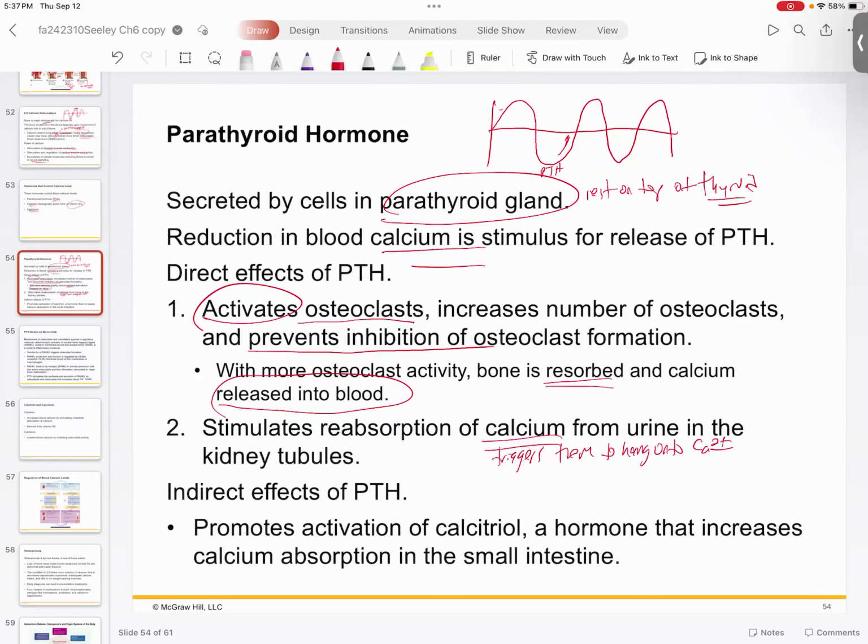Now, some of the indirect effects of PTH: it will promote the production of calcitriol, which we mentioned before is that vitamin D derivative hormone. This is the hormone that is necessary in the small intestines to increase calcium absorption. Remember, we said earlier in the chapter that vitamin D is the vitamin that's necessary as a co-absorbent of calcium in the intestines.